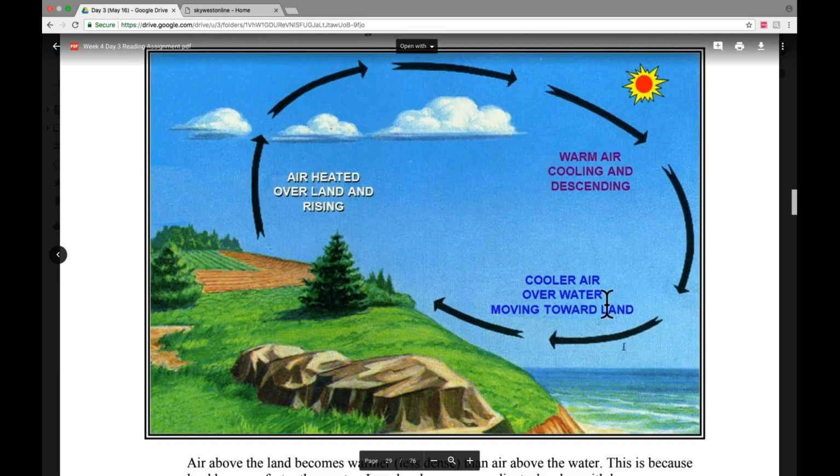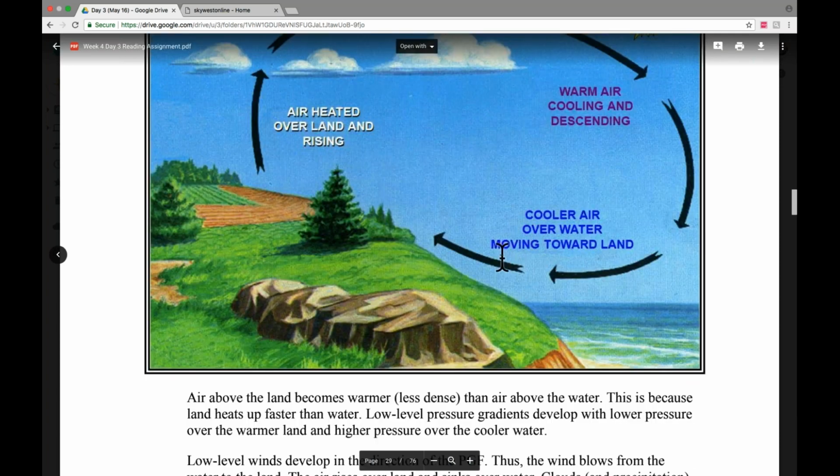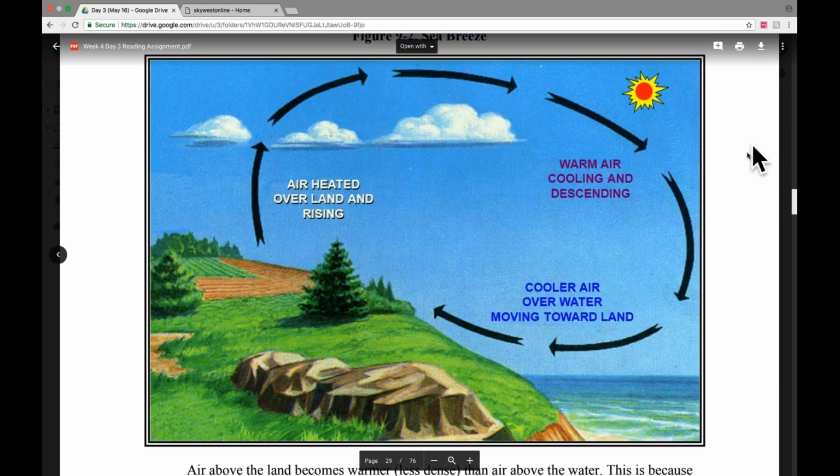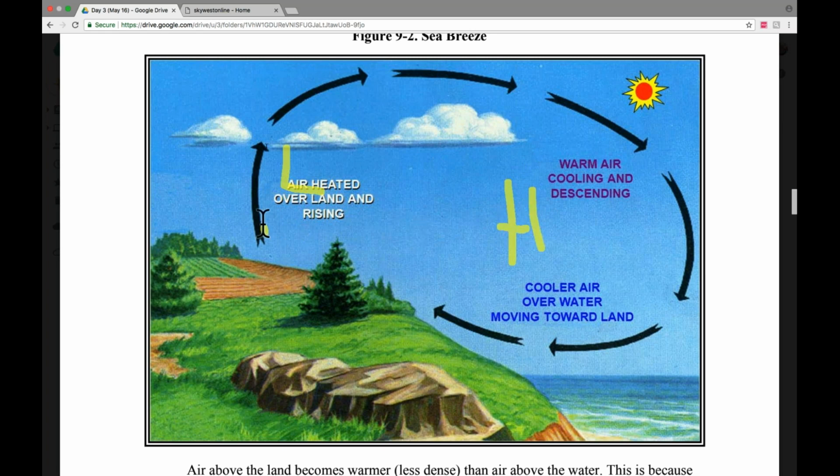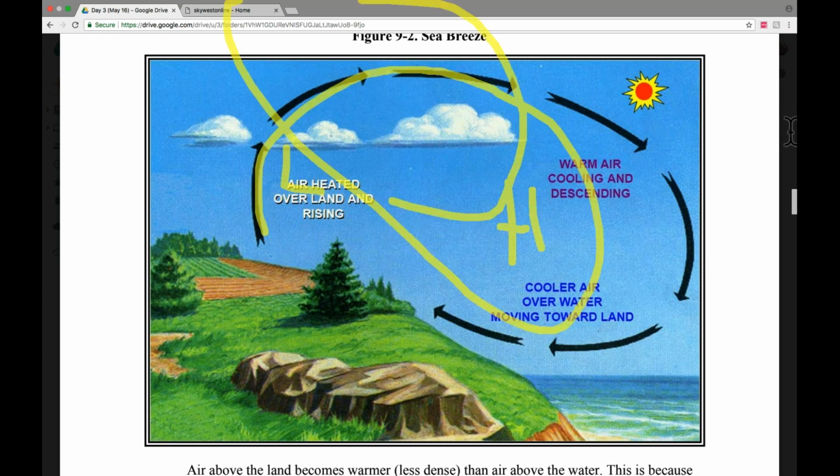Okay, the cooler seawater comes in contact with the warmer ground and the warm air rises, and then we get this circulation pattern formed. Air above the land becomes warmer and less dense than the air above the water, and this is because the land heats up faster than the water. Low-level pressure gradients develop with low pressure over the warmer land and high pressure over the cooler water. Okay, so low pressure, high pressure. You see that circulation form.